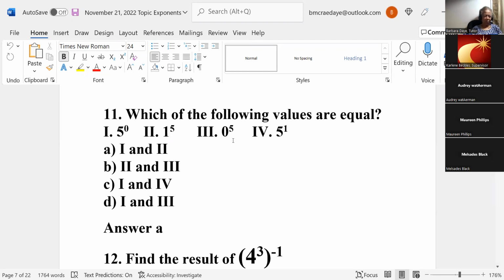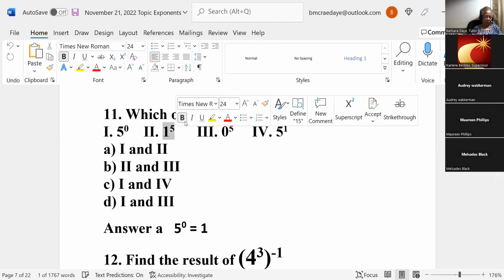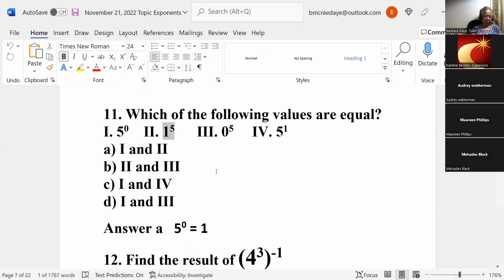Mercedes, you see that? No, I didn't grab it. Say it again, Audrey. Start with the 5 to the 0. 5 to the 0 is 1. And 1 to the 5th is 1. They both equal 1. Yeah. Mercedes, you follow what Audrey says? I'm following. 5 to the 0 is 1, and 1 to the 5th is 1. They both equal 1. They're both equal. Yep, they're the same. Mercedes, you understand?